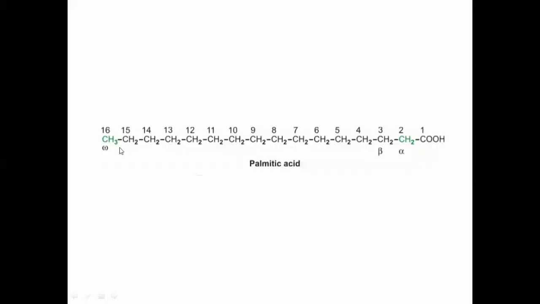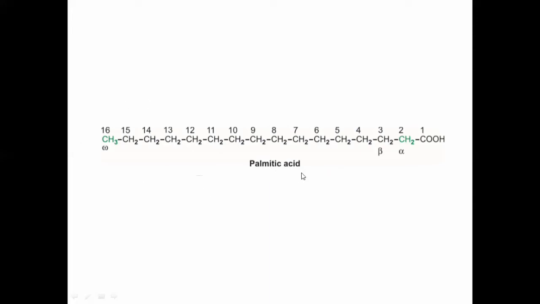So the numbering always starts from the first carbon, that is the carboxyl group. The carboxyl group will be the first carbon, then the next carbon of the hydrocarbon chain is number 2, then 3 comes, then 4, 5, 6 and so on, until the whole hydrocarbon chain is completed. This is how numbering is done. So the structure shown here is for palmitic acid.